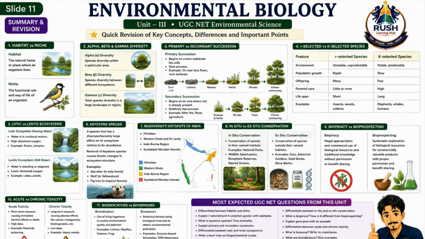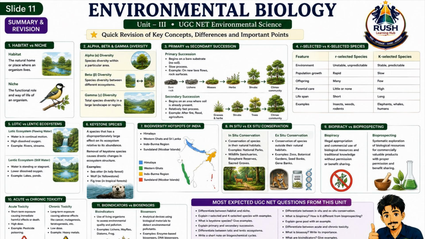First, let us understand the difference between habitat and niche. Habitat refers to the physical place where an organism lives, whereas niche represents the functional role played by that organism within an ecosystem. In simple terms, habitat is the address of an organism, while niche is its profession.